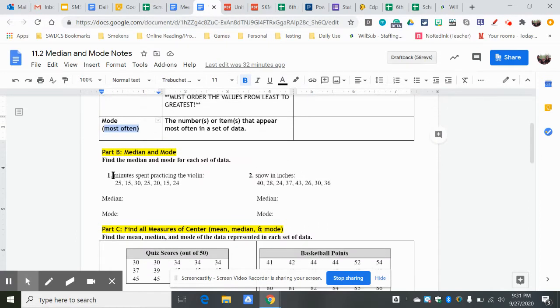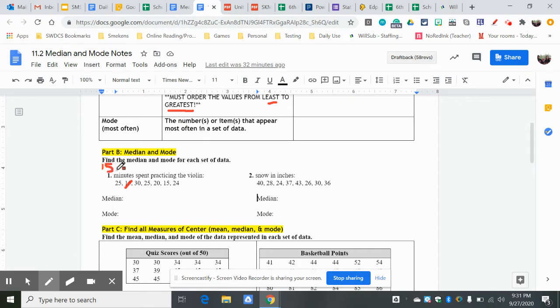Okay, so we're going to start off here with number one. Number one, we have the minutes spent practicing the violin. You should have your name, date, and period on the top of your paper. Here are our numbers. First thing we have to do is order them from least to greatest. So go ahead and order these from least to greatest. Once I write it down, I like to cross it out. So I'm going to do these up above.